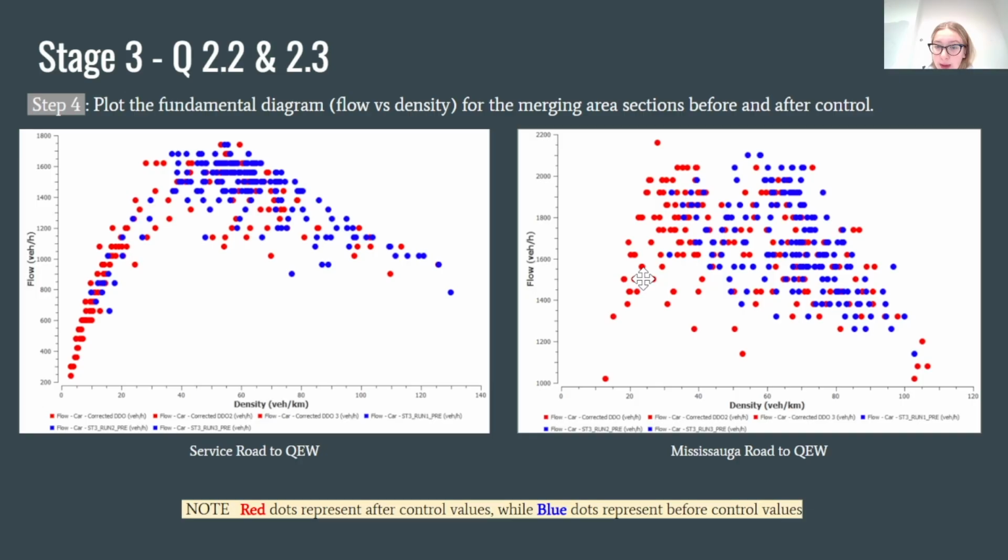And this pattern here is less visible again, but we still can see that the flow became more stable and the density of the flow decreased after adding the ramp meters.